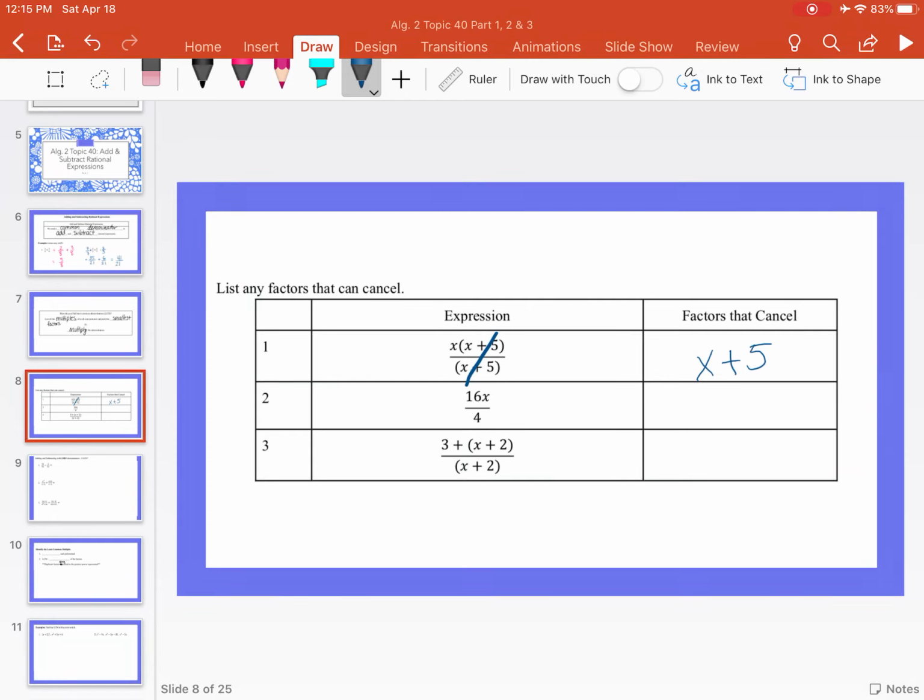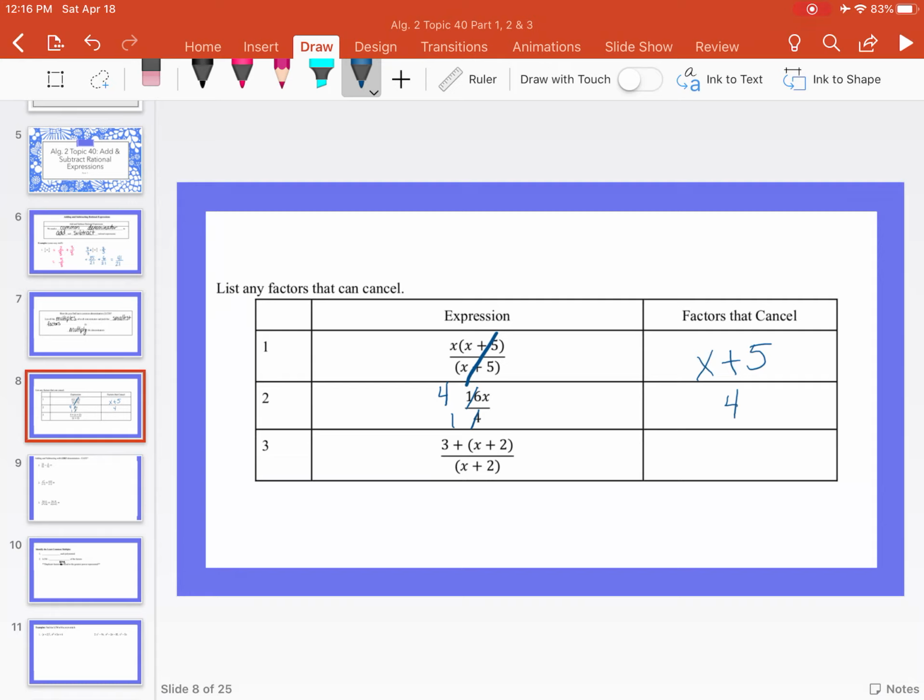In example number 2, we have 16x divided by 4. Now it's not as explicit as in example number 1 where we can obviously see, oh, there's an x plus 5 and an x plus 5 in the numerator and denominator. Here we have to think about those factors. Well, 4 goes into both the numerator and denominator, and the problem actually simplifies to 4x divided by 1. So the factor that cancels would be 4.